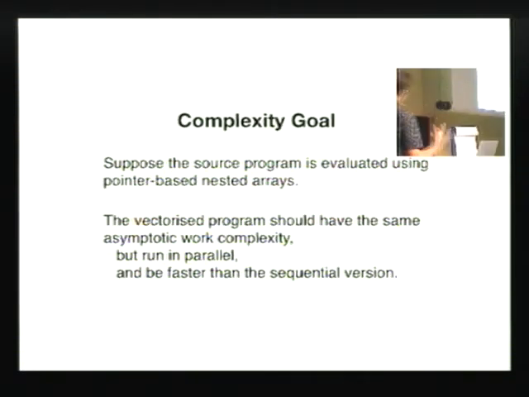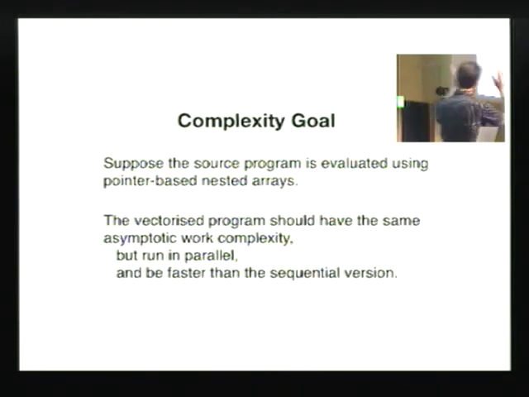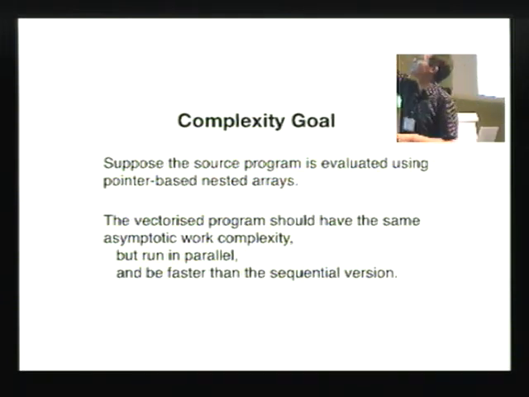So what we want in DPH, this is the gold standard of nested data parallelism, is to say, well, take my source program, suppose it was implemented in terms of pointer-based nested arrays. But when we vectorize it and run it with our system, we want it to have, first of all, the same asymptotic work complexity, but run in parallel and be faster than the sequential version. But this first point is the most important point.